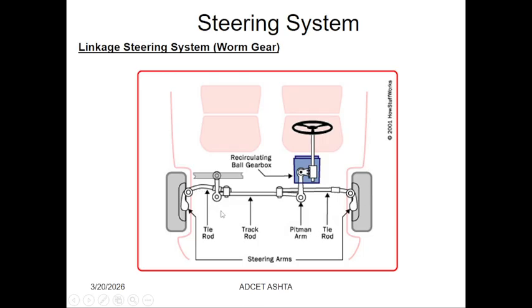This tie rod we can apply for moving the vehicle in the right direction or the left direction. The track rod is connected to this tie rod here. This track rod is moving for the supporting, and the pitman arm is connected, so the circulating motion comes in the form of linear motion with the help of the pitman arm.